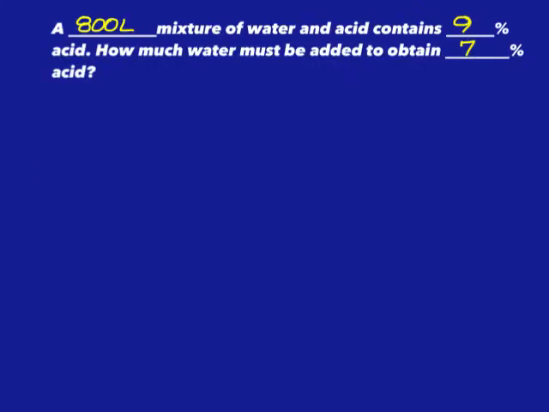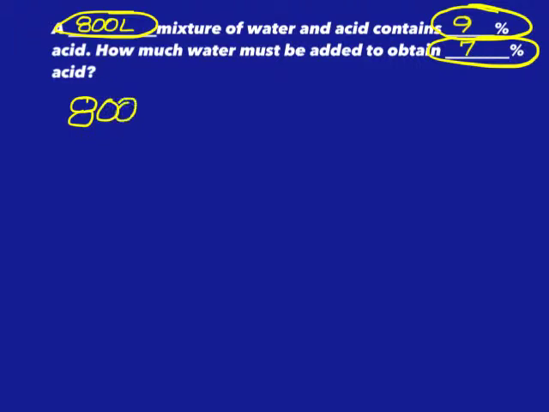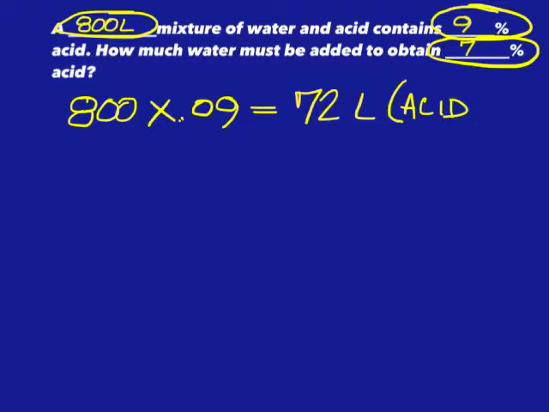Another example. This is the second type of problem, and this one starts with 800 liters of a mixture of water and acid, and the percent of acid is 9. How much water must be added to obtain a 7% level of acid? Well, the first step is 800 times 0.09. That will give you how much acid you have in terms of liters.